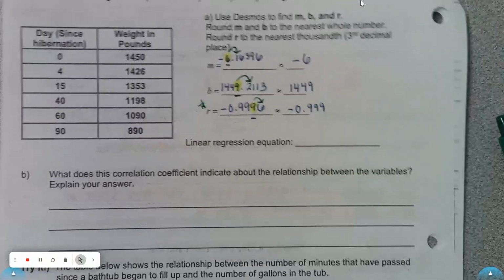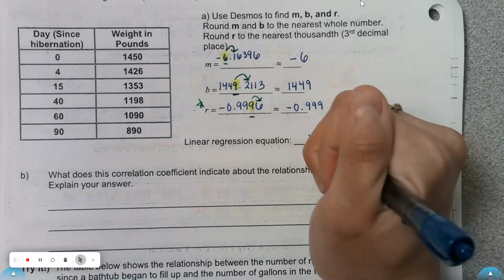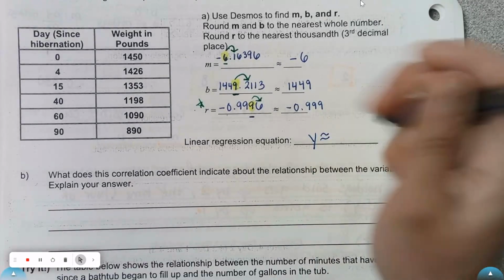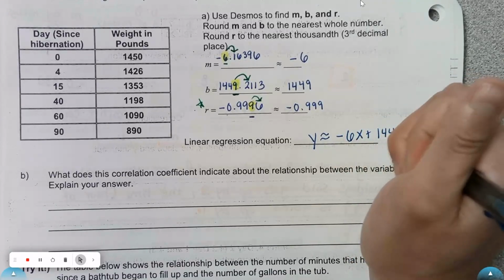All right, when I'm writing my equation, it's y equals, but remember since we're rounding, use the approximation. Negative 6x plus 1449.